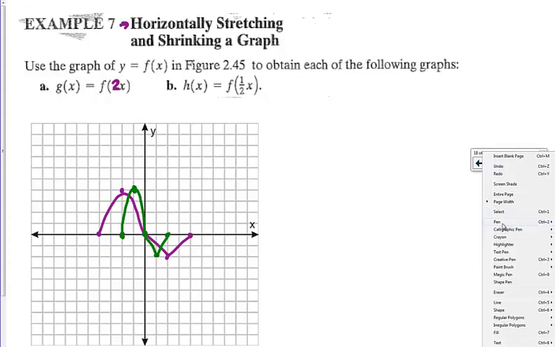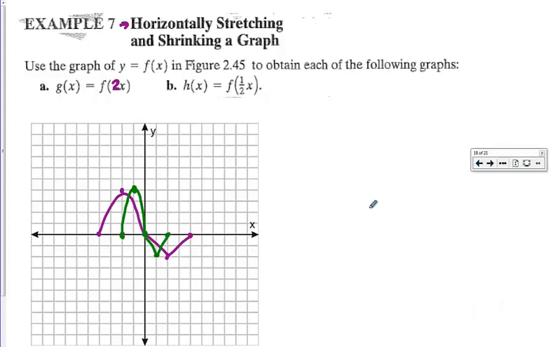On the next one, change my pen again here. I want to find f of 1/2 of x. So what I'm going to do is essentially the exact same thing. For the original, the purple, I'm going to take the x coordinate and divide by 1/2. Well, when I divide by 1/2, I hope you remember that that's the same as multiplying by 2, right? Because I'm multiplying by the reciprocal.